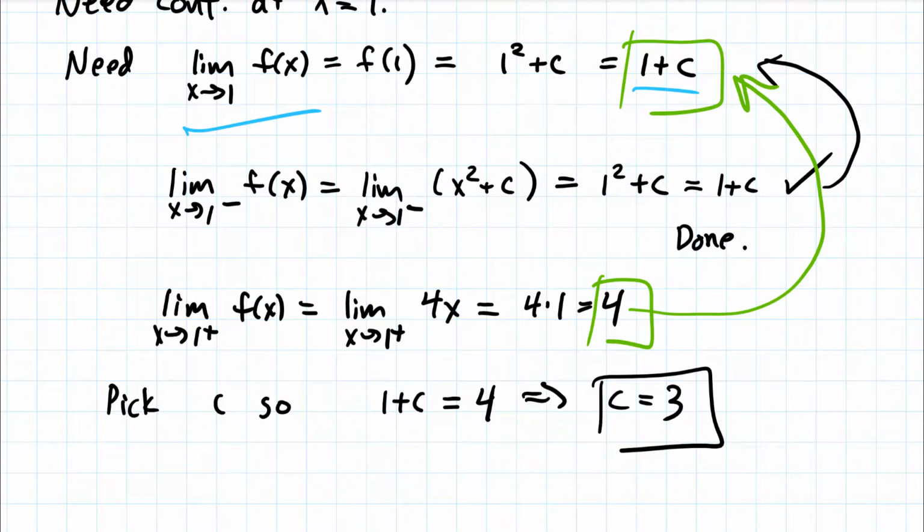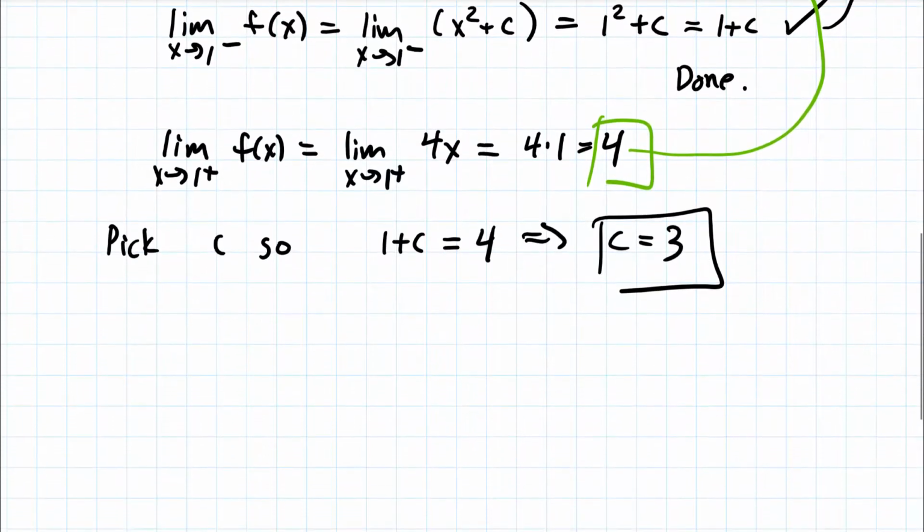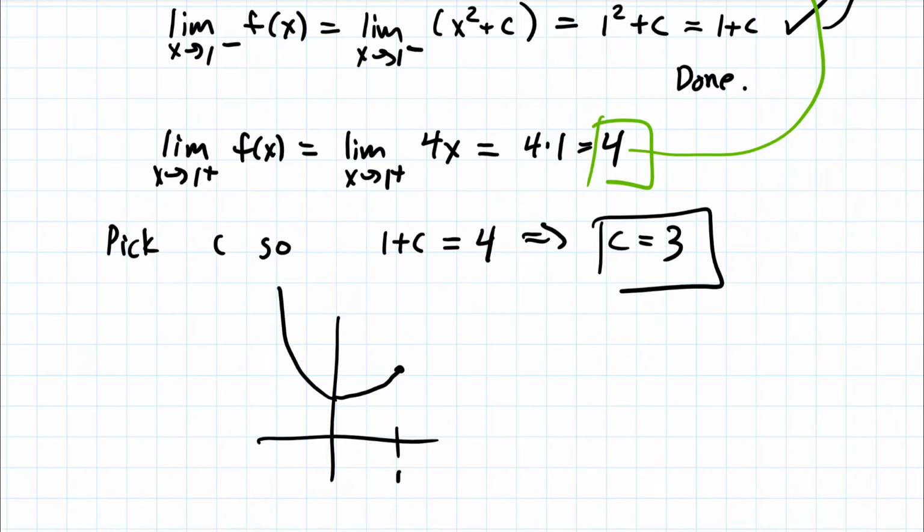If you cared about the picture, you have a quadratic moved up by 3. So it's shifted up by height 3. It's quadratic for a while. And then it switches, at time 1, to a line of slope 4. So that's the shape, though you don't really need to know the shape to get the answer.